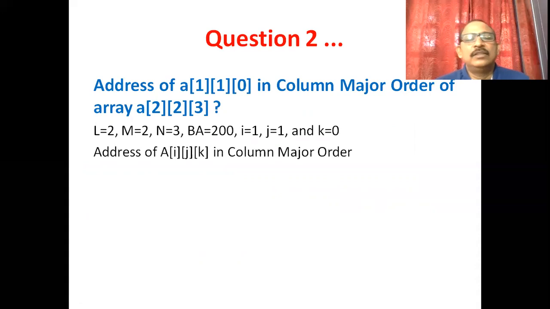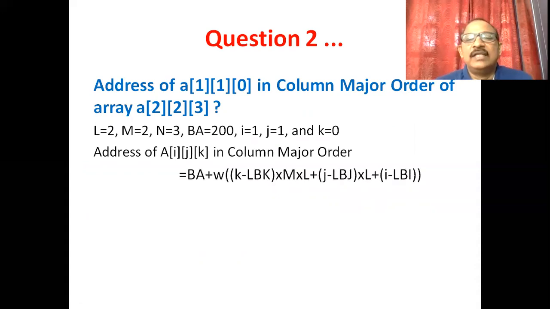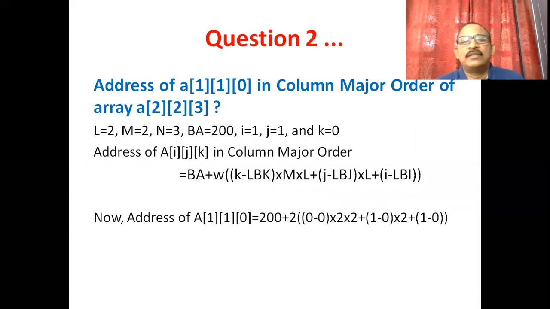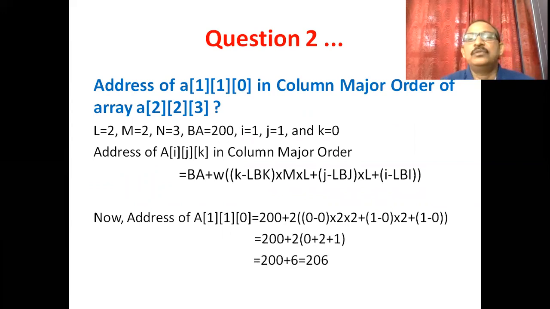Again, this time we use the alternate formula. The address of Aijk in column major order is BA plus W into (K minus LBK) into M into L plus (J minus LBJ) into L plus (I minus LBI). And here BA is 200, W is 2, L is 2, M is 2, N is 3. These are the dimensions 2, 2 and 3. Base address is given 200, I is 1, J is 1 and K is 0. Now put these values into this formula and it gives the value 206 again.